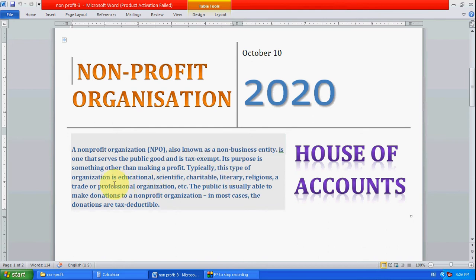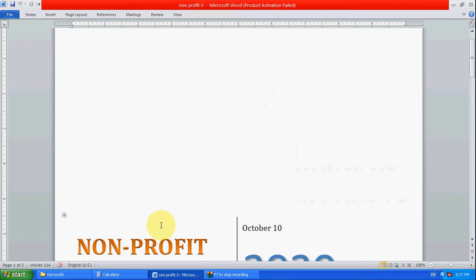Typically, this type of organization includes educational institutions, scientific and charitable bodies, libraries, religious and literary organizations, or a trade or professional organization, etc. The public is usually able to make donations to a non-profit organization. The donations are tax deductible, which means it doesn't need to pay taxes on such donations.